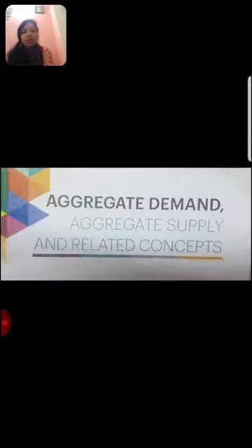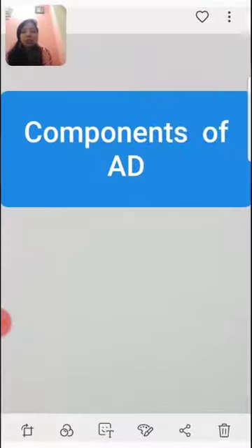We have started with introductory macroeconomics and our chapter 7, aggregate demand, aggregate supply and related concepts. In this topic we have completed components of AD. As we all know, the components of AD are in two sector economy, like first is closed economy and second is open economy. Components of AD in closed economy we have already covered.